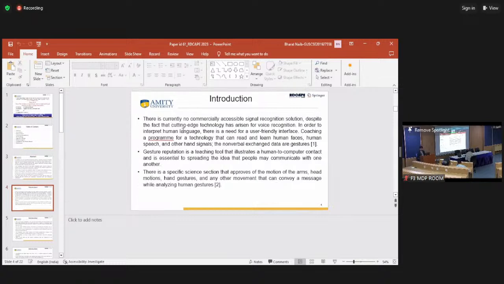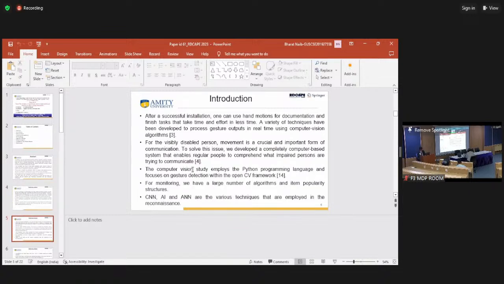This is the introduction about gesture recognition, which is a teaching tool that helps in human-computer contact. These are some references. Then we have used convolutional neural networks, AI, and artificial neural networks.